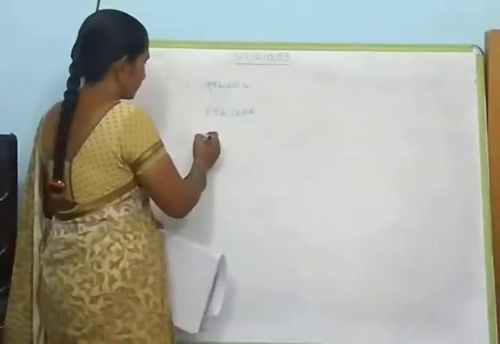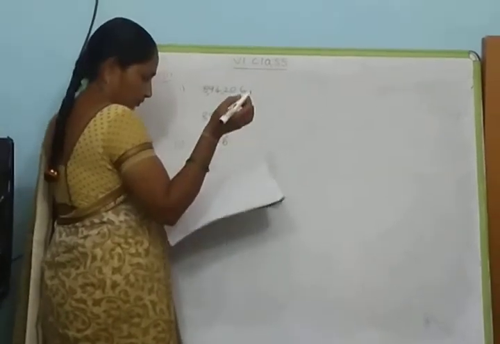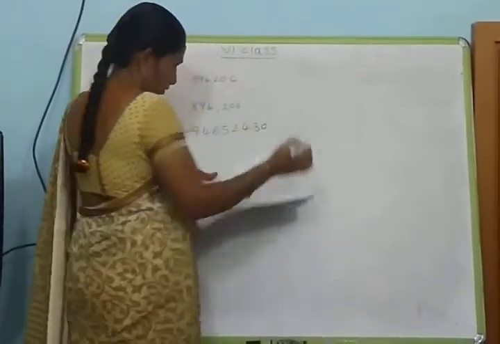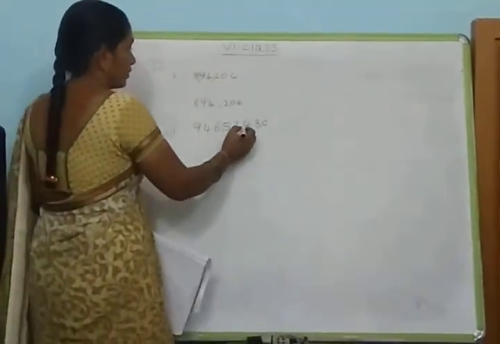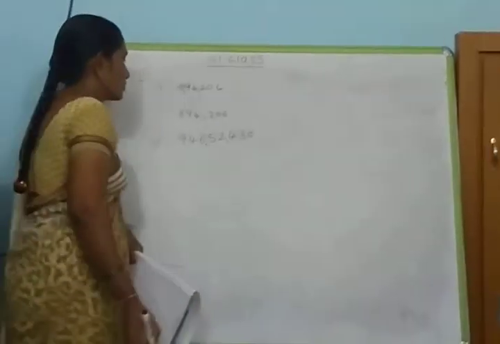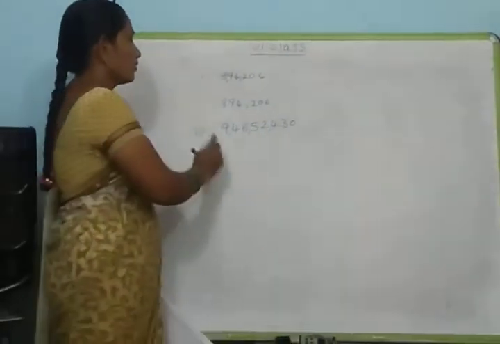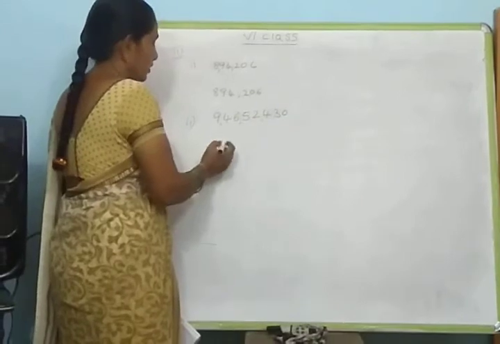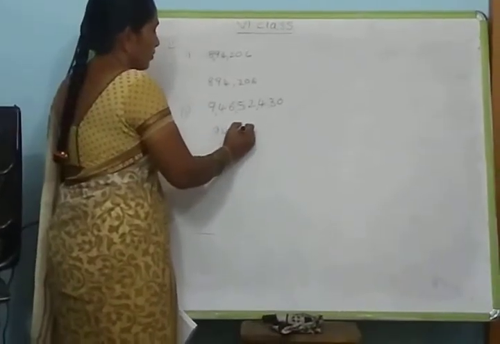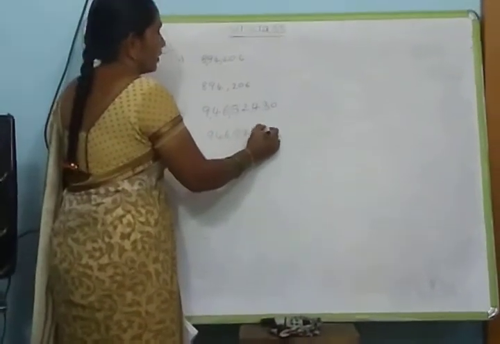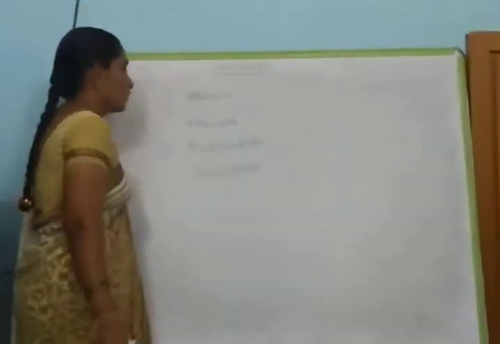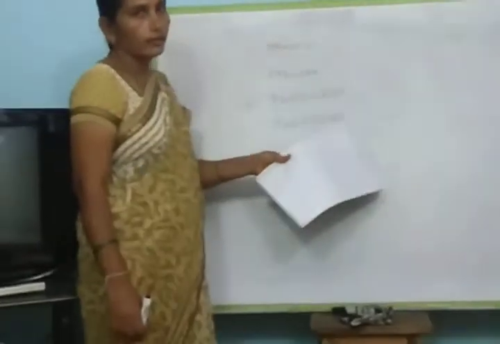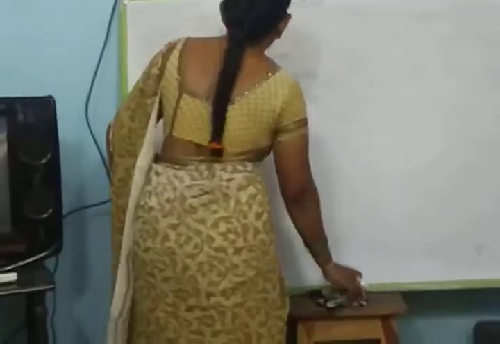Next one, 94652430. Here first, if you write this number in the Indian system, where will you place commas? 9,46,52,430. Same number if you write in the international system, 94,652,430. Like this you have to write it.